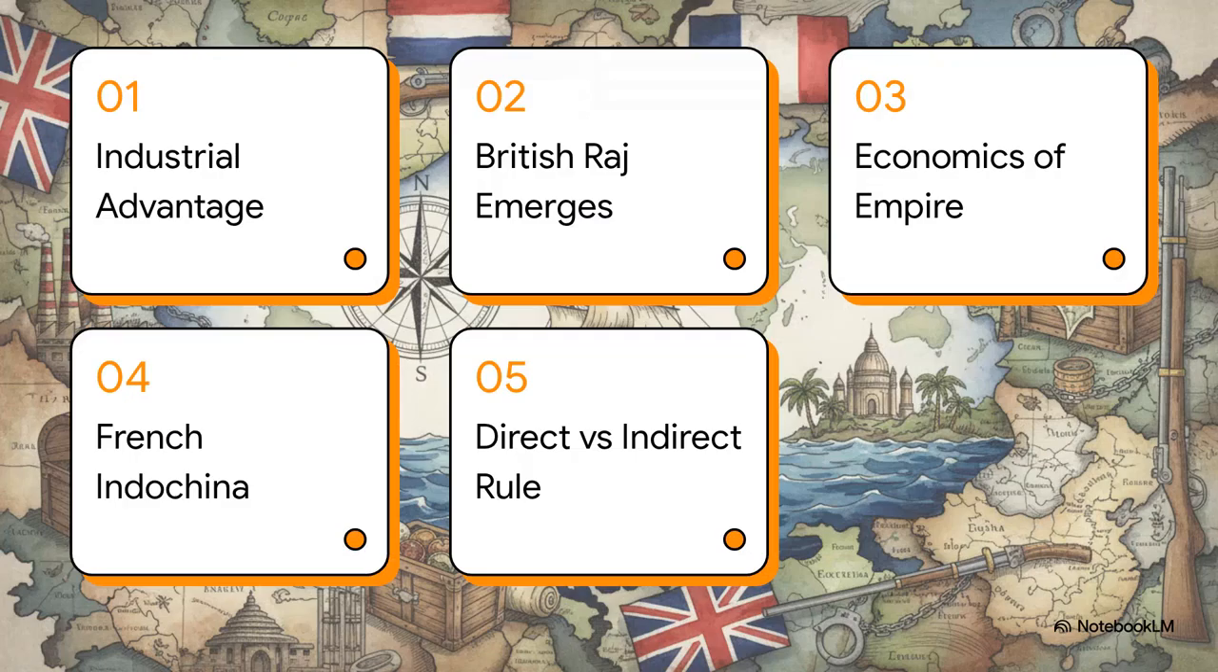This massive technological asymmetry is exactly what allowed European powers to just completely overpower much larger Asian states. So, here is our roadmap. We'll cover the industrial advantage, the emergence of the British Raj, the economics of empire, French rule in Indochina, and finally, direct versus indirect rule.